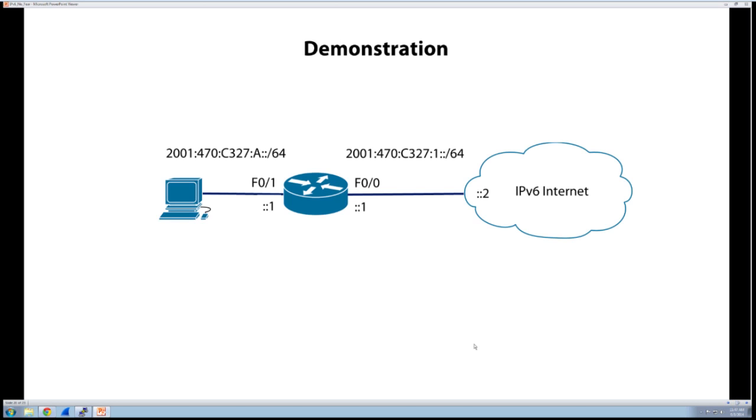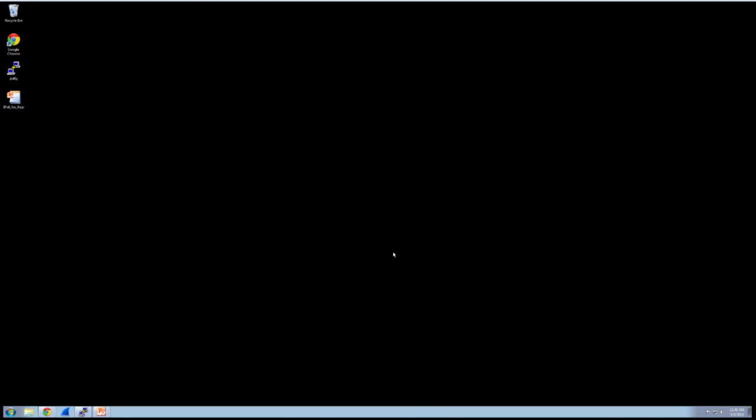There we go. All right, so what I want to do is put this address, 2001:470:C327:A::1 on F0/1 and 2001:470:C327:1::1 on F0/0. All right, so let's jump back into our router config.